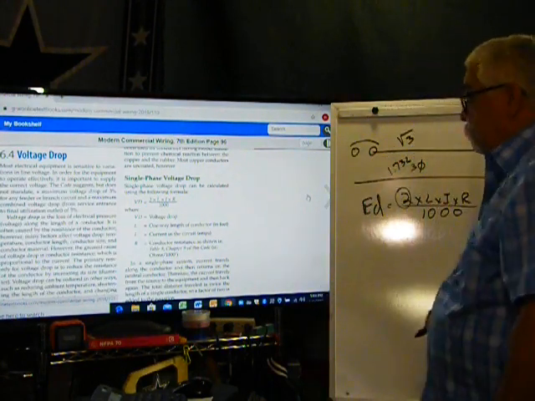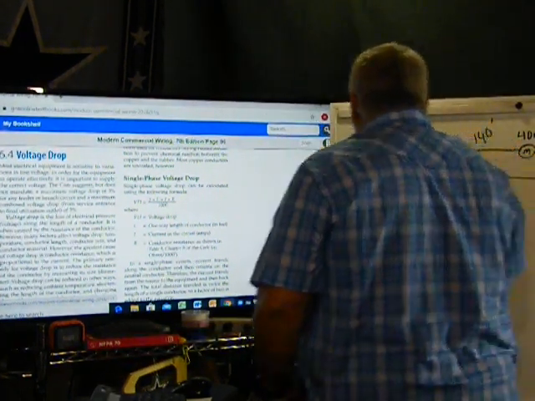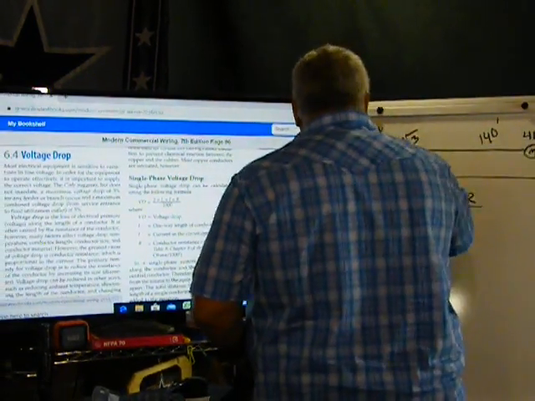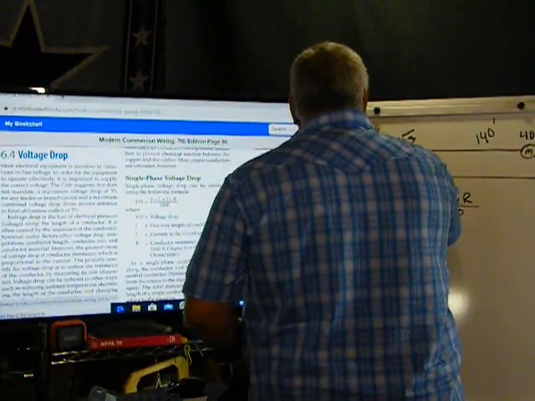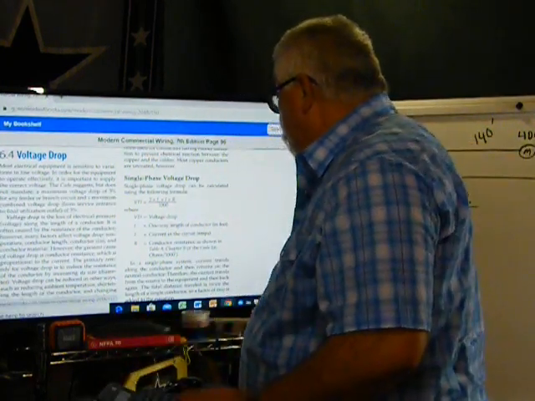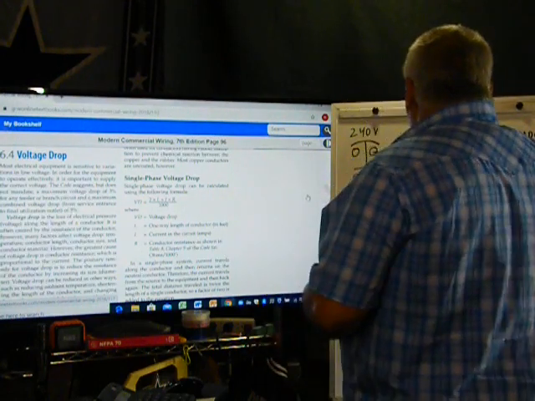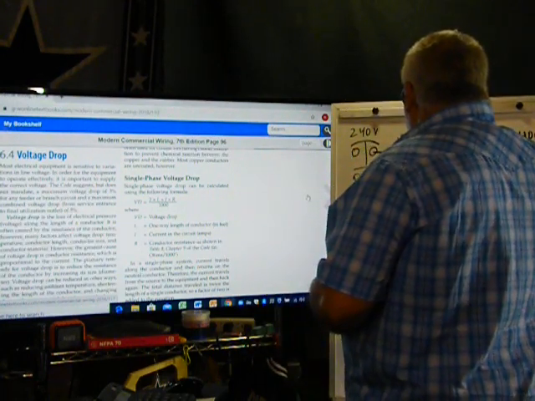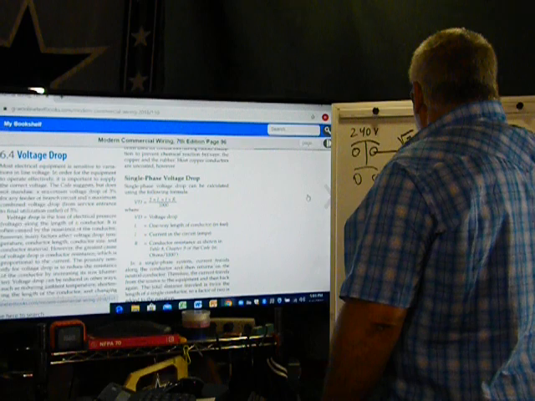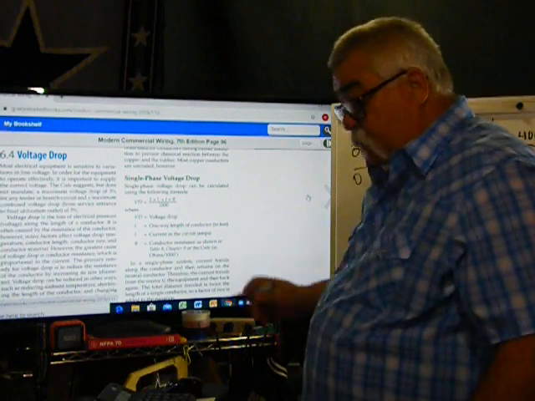I have a 40 amp circuit at 240 volts, single phase. Okay. I'm going to use that number 8 again, just to have a wire size. THW, 95 degrees C.